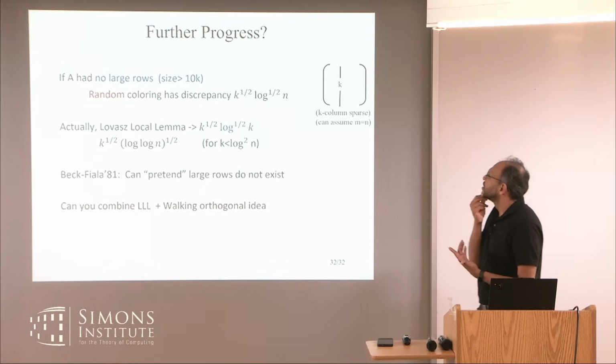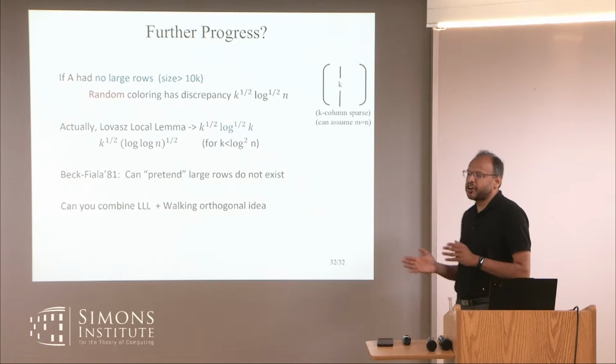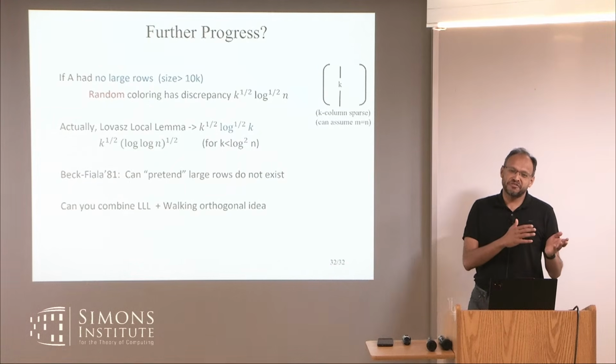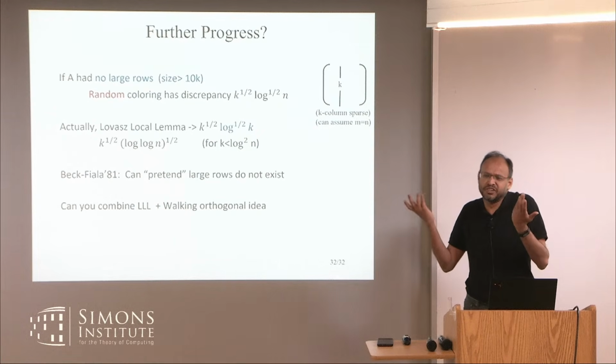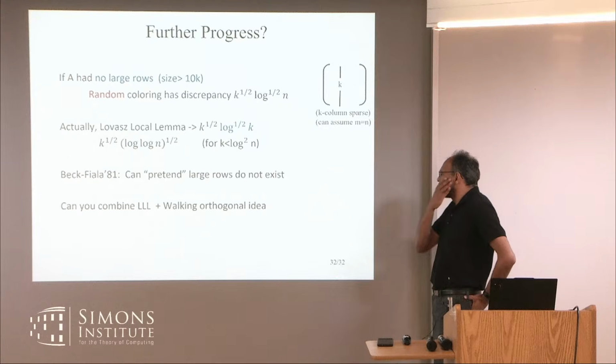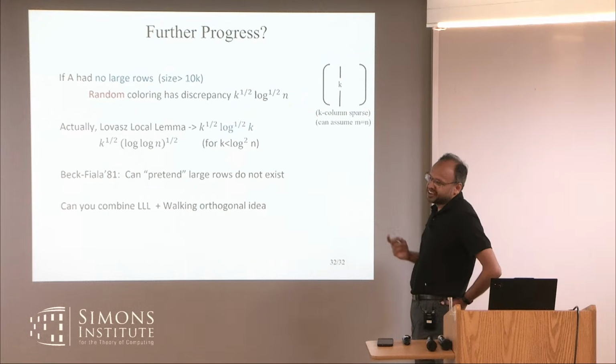So if I had to put my money, I would think now probably Beck-Fiala and Komlós are true, or at least you could get log n, right? I mean, this log to the 1/4 seems kind of strange. And there is, I think, a very concrete idea, but I don't know how to implement it. So let me just sketch it.